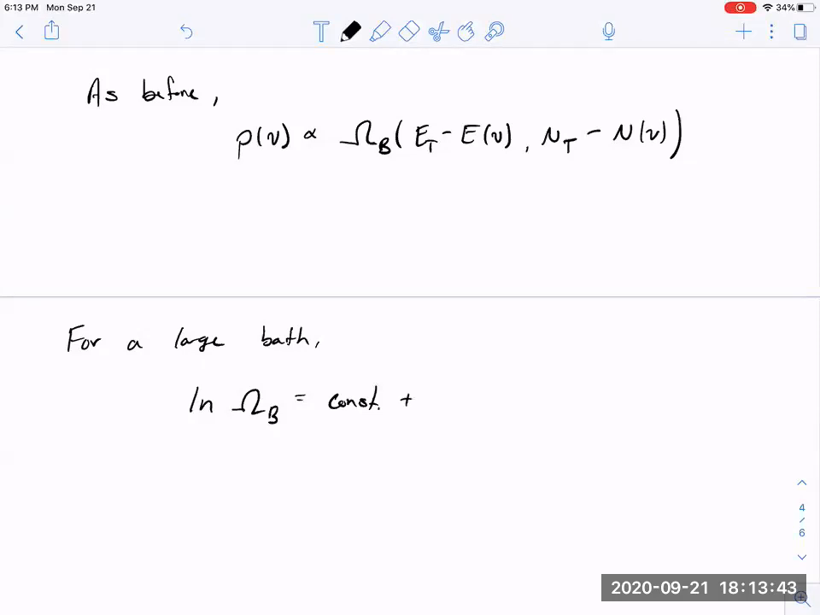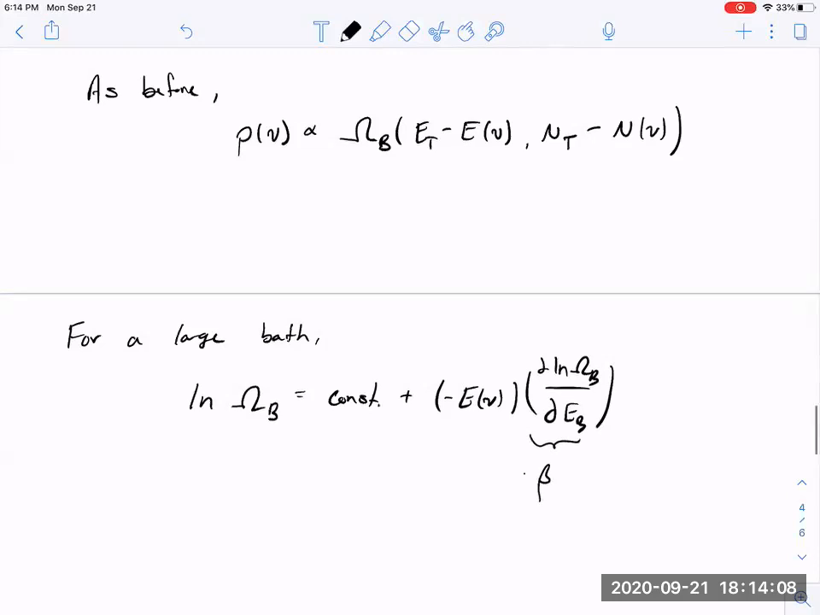The first order correction takes the small parameter, the energy of the system, in this case with minus sign, and asks how does that change the number of states in the bath with respect to the energy of the bath. This is then at fixed number of particles, all the mechanical variables. D log omega dE is what we've called beta, 1 over kBT, through the identification of log omega being the entropy, and how the entropy changes with energy is just the inverse temperature.